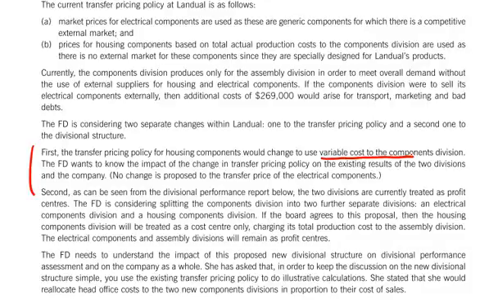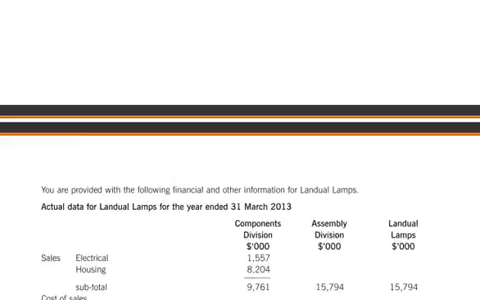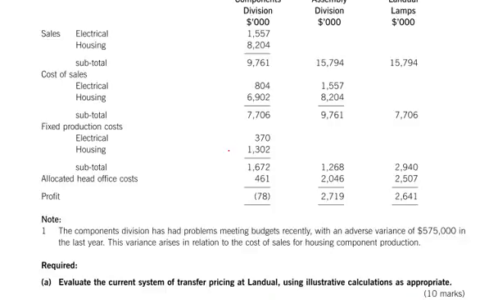Finance Director wants to know the impact of the change in transfer pricing policy on the existing results of the two divisions and the company. No changes are proposed in the transfer price of the electrical components. Well, the calculations are very simple. Basically, at the moment, the 8204 which we have here is a sum of the cost of sales and the fixed production costs. All that will happen is, if we don't have this 1302 in here, the transfer price will simply be 6902.